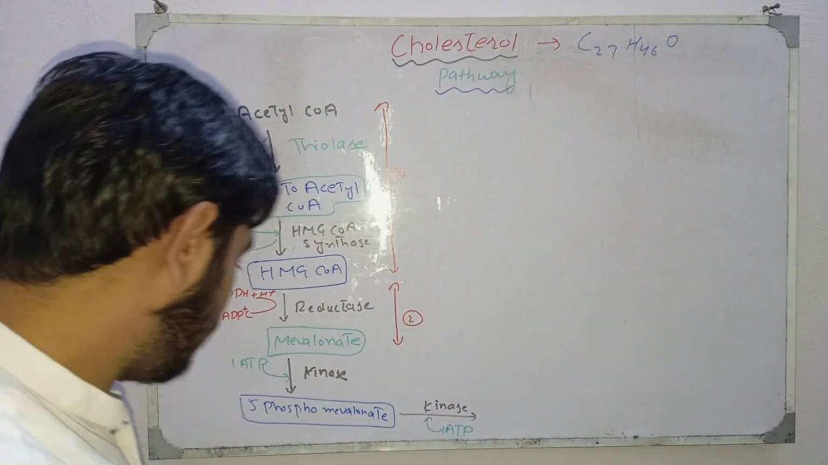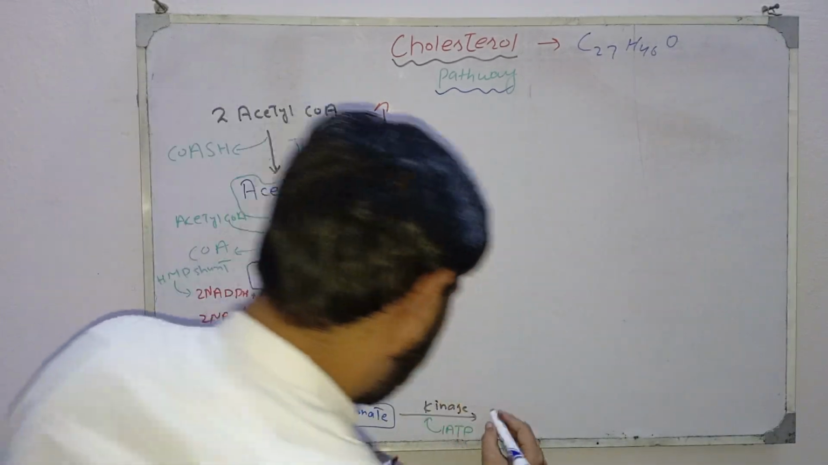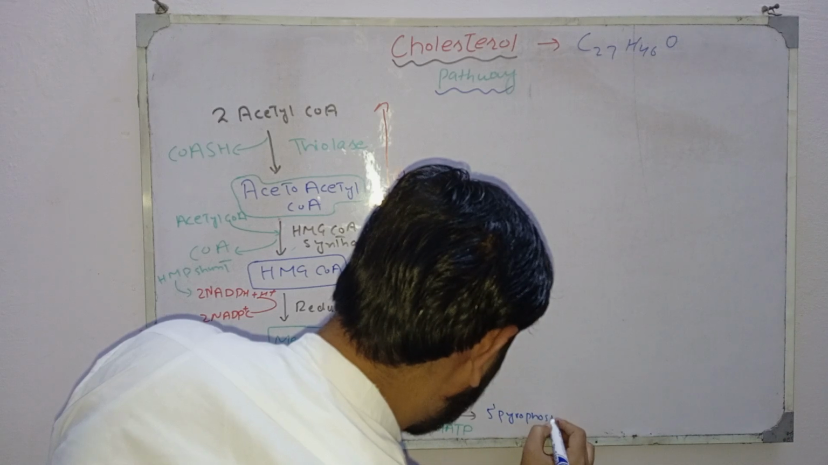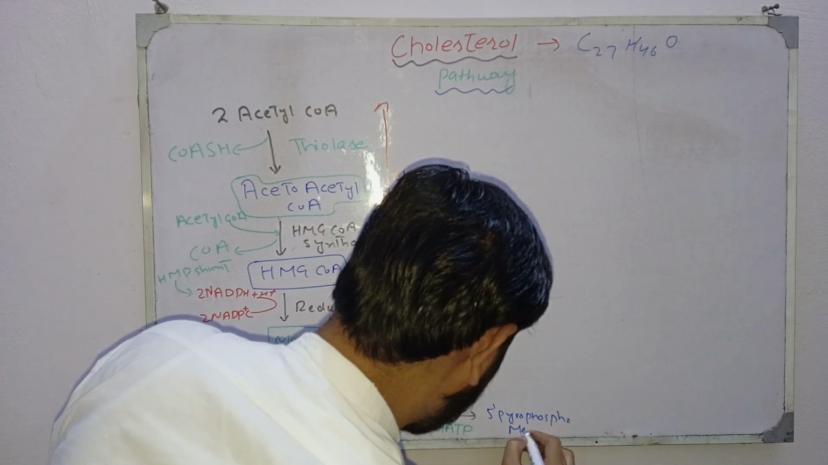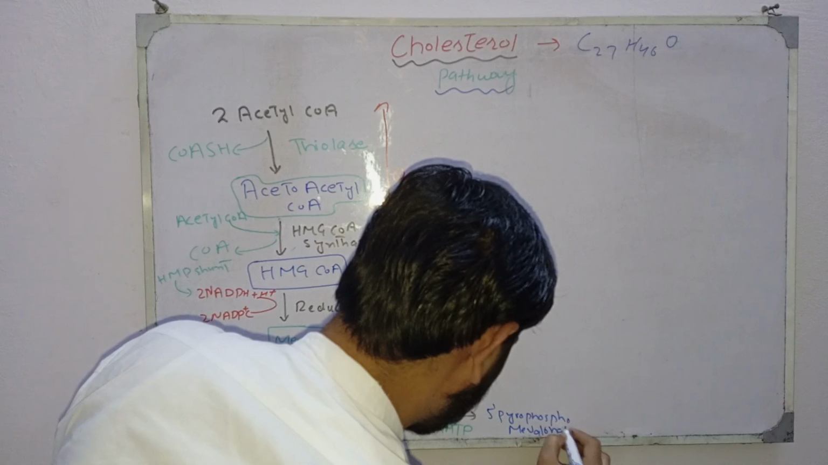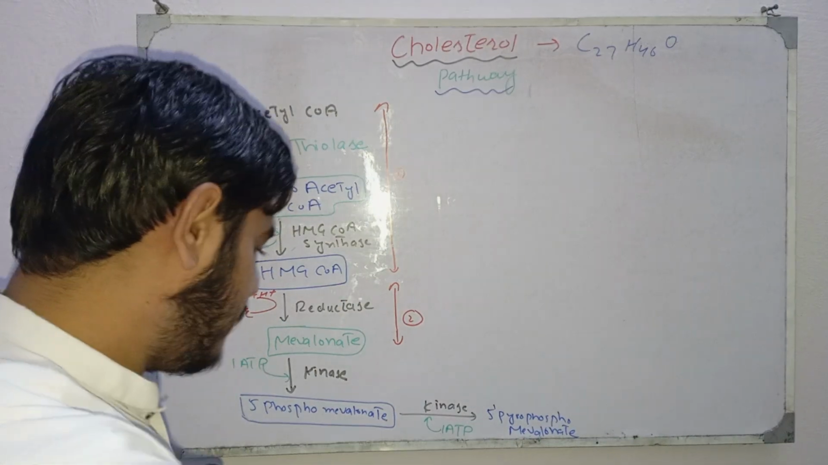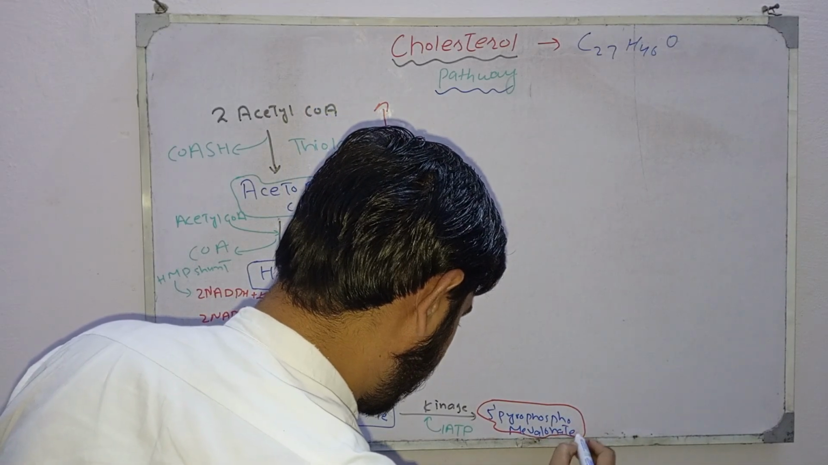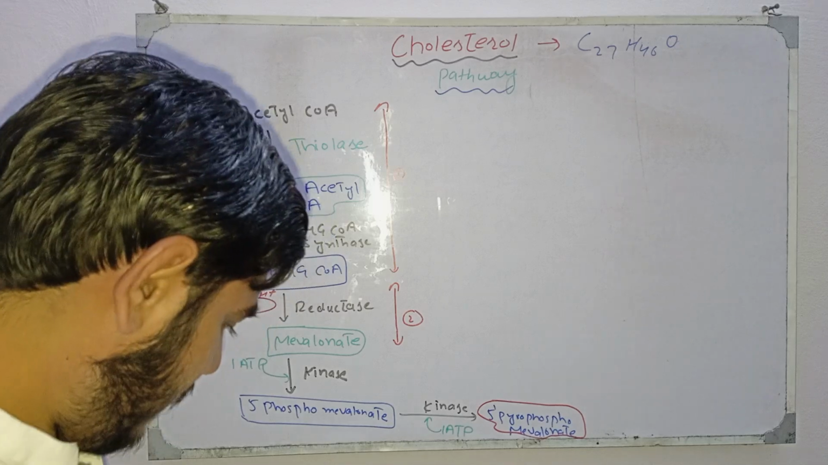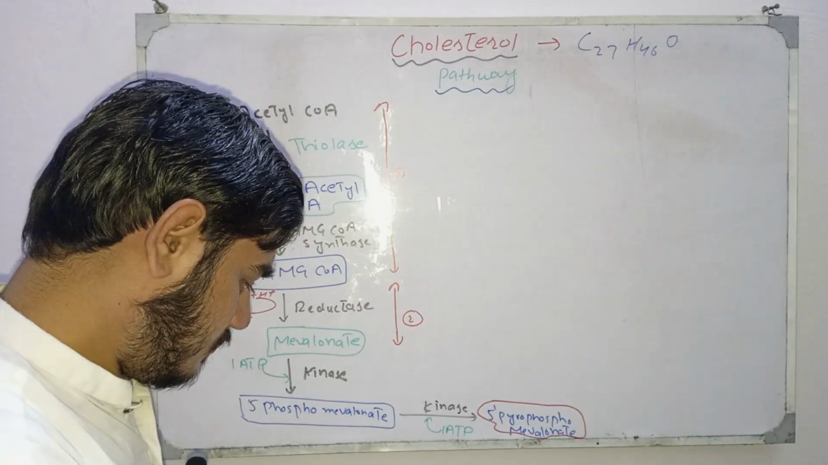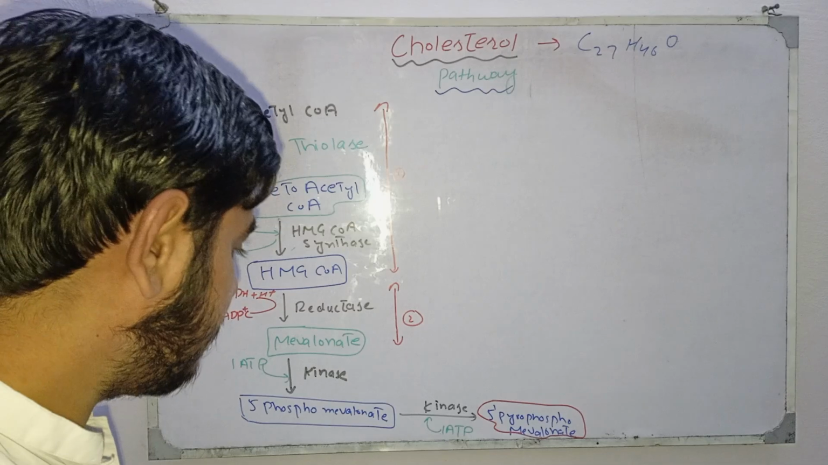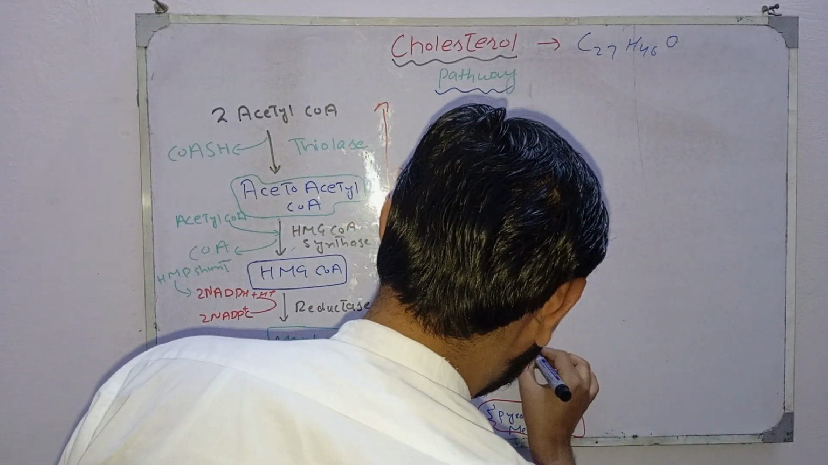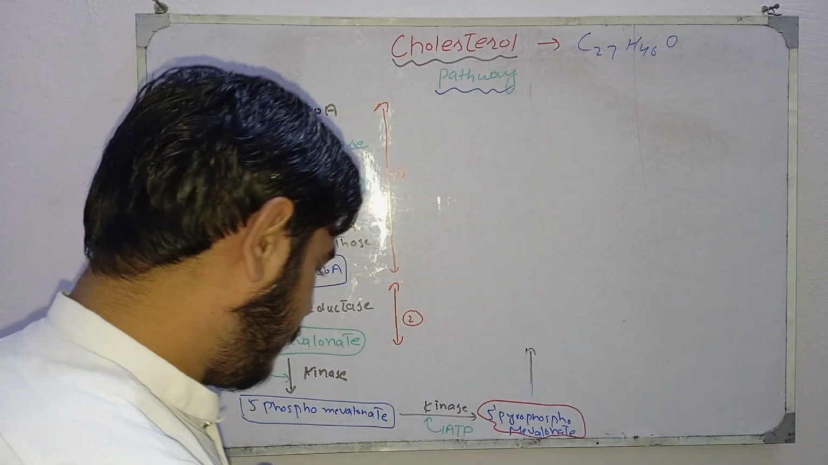It converts it into 5 prime pyrophosphomevalonate. Okay students, again at fifth carbon the phosphate group gets attached. In next step, again kinase enzyme involved. Kinase.